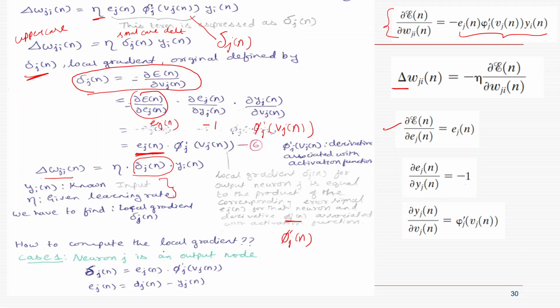Therefore, we should know how to compute this local gradient delta j of n. Now, if the neuron j is an output node, how are we going to compute it? It will be computed as delta j of n equals e j of n times phi dash j of v j of n, because we derived this delta j of n considering j as an output node neuron. Therefore, if neuron j is an output node, this is the expression for delta j of n.